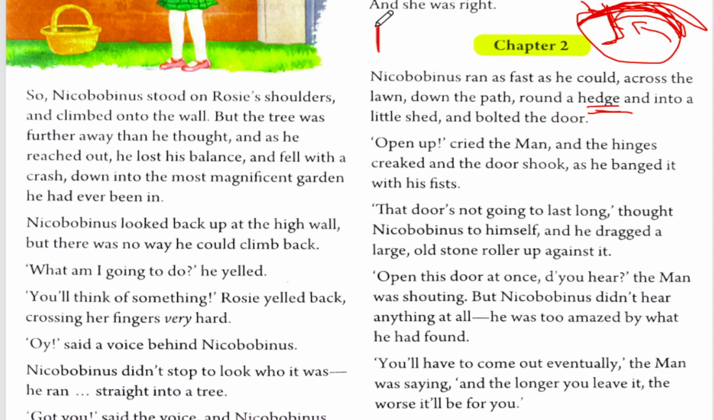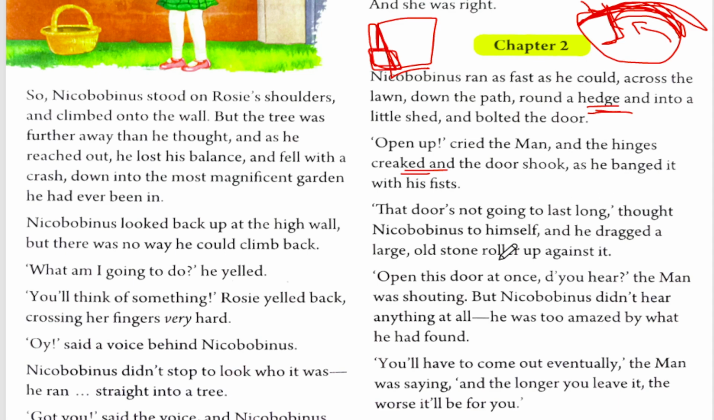Hinges means, suppose this one is the door, and the door is fixed to the permanent part with the hinges, which help the door to stay fixed. So the hinges were creaking because there was rust on the hinges of that door. So consequently, when the entire door was shaken by this fat man, the hinges were creaking and producing the creaking noise. Now, being angry, the man hit the door with his fist and it produced a noise.